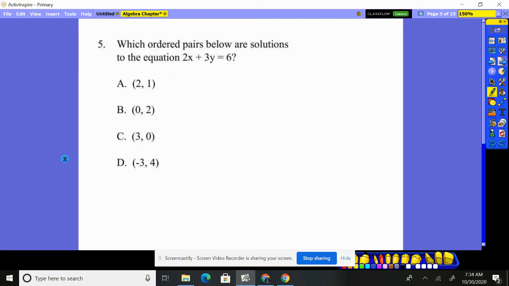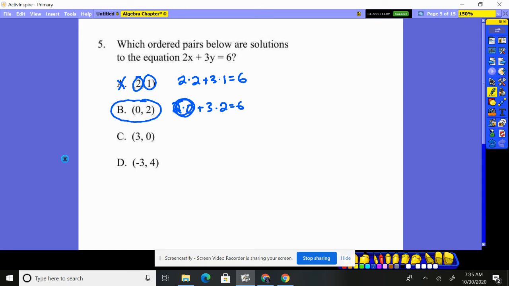All right. Again, all I'm going to do is plug in the x and the y and see, is it true? So 2 times the x is a 2, plus 3 times the y is a 1. Does that equal 6? That'll be 4 plus 3. That's 7. Doesn't work. So 2 times the x of 0 plus 3 times the y of 2. Does that equal 6? Well, this is 0, and 0 plus 6 is 6.